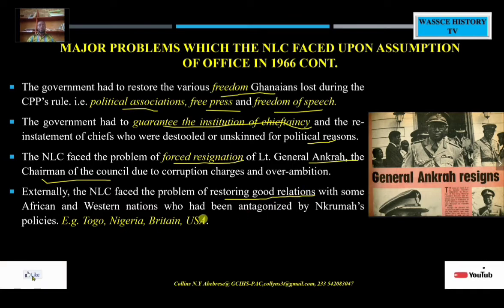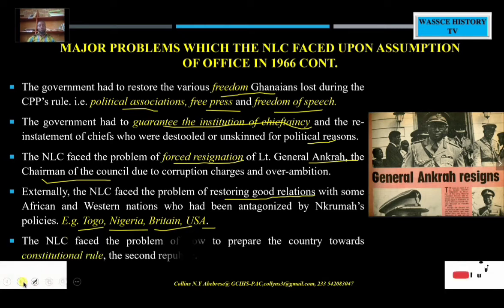Again, there was a problem of restoring good relations with some African and Western countries like Togo, Nigeria, Britain, and the USA. Nkrumah, in pursuit of his foreign policies, stepped on the toes of some of these African and European countries. Normally you would hear him referring to Europeans as imperialist, neo-colonialist people, and all these derogatory remarks by Nkrumah brought about enmity between him and other countries. And so the NLC faced the problem of how to restore the good relationships the country had with these countries. So that was a major task of the NLC.